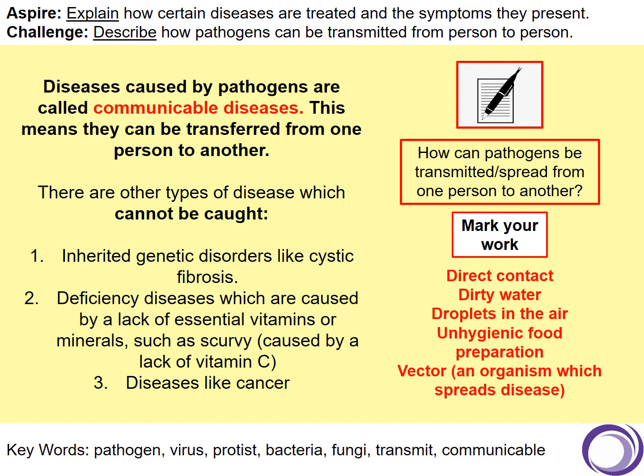Okay, so the answer to how can pathogens be transmitted, spread from one person to another, you should have written down on your sheet of paper: by direct contact, so that's just touching people, through dirty water, through droplets that might be in the air from people coughing or people even talking or breathing, unhygienic food preparation, so that might be cutting raw chicken on a chopping board and then preparing salad on the same board, or by a vector, which is an organism which spreads disease.